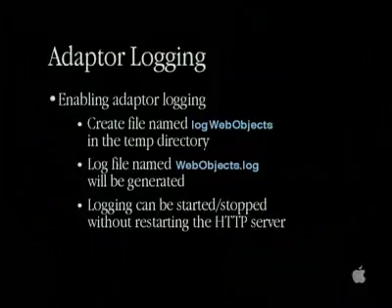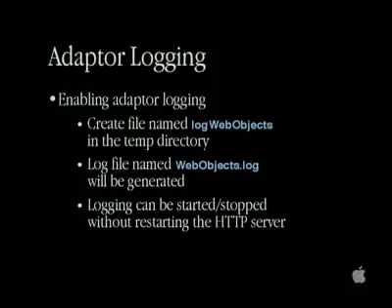The adapter logging is another way to debug your WebObjects deployment. To enable adapter logging, you create a log WebObjects file. You can just touch this. It doesn't have to contain anything inside it, it just has to exist as a file name. And you create that in your temporary directory. The logging will then start, and the log file is called webobjects.log. And you can stop and start the WebObjects logging by creating and removing the log WebObjects file in your temporary directory. So this way you don't have to restart your HTTP server every time.